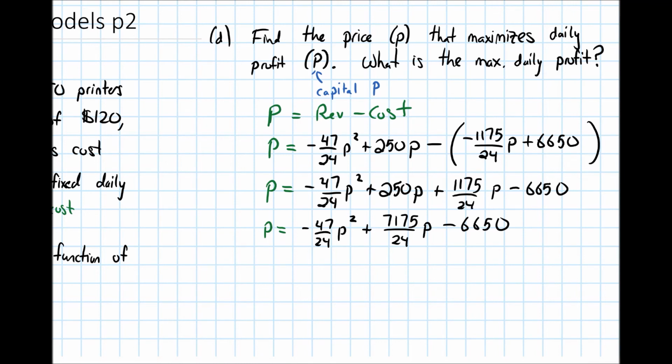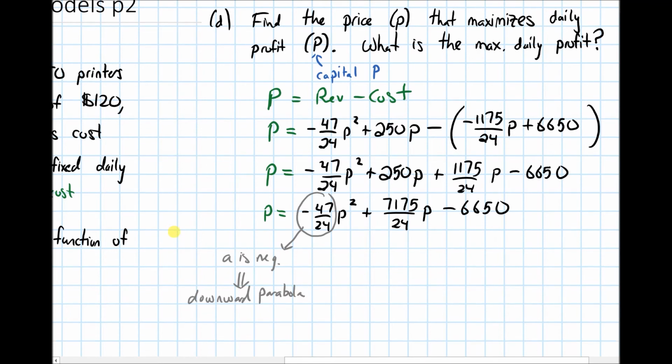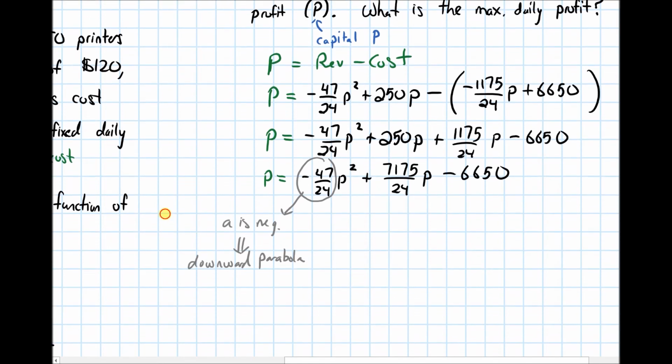So this is a quadratic function. That's what I can use to determine which way my parabola is facing. So I can use a here, the leading coefficient. A is negative, and because it's negative, we have a downward facing parabola. And this is important to justify why we have a max and not a min.